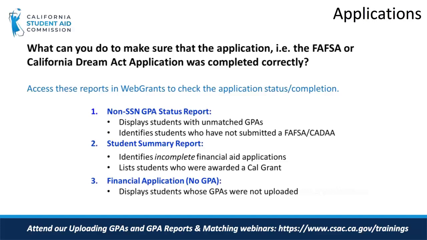This identifies incomplete financial aid applications and lists students who are awarded a Cal Grant. And lastly, the student summary report. This displays students whose GPAs were not uploaded. If you would like additional training on how to upload GPAs or on GPA reports and matching, please check out our training schedule on our website listed at the bottom of the screen. The GPA reports and matching webinars are offered between October 1st to March 2nd.